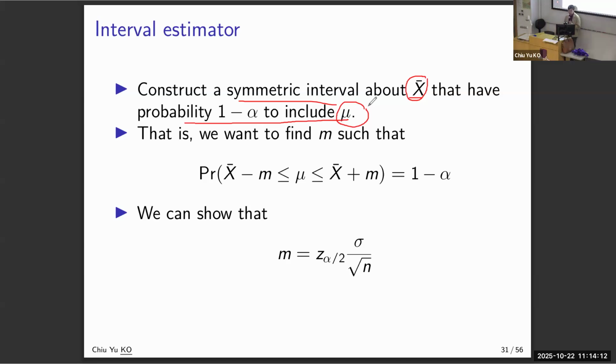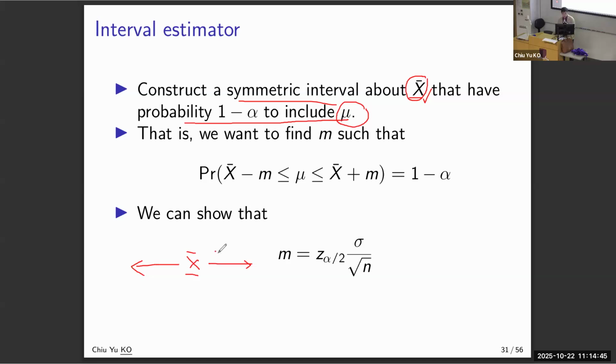What is the random variable here? It is your X bar, because it depends on data. It depends on who you talk to. This is a random variable. So what we want is, I want my sample X bar, right? Once I have this, I want to go left and go right, symmetric.